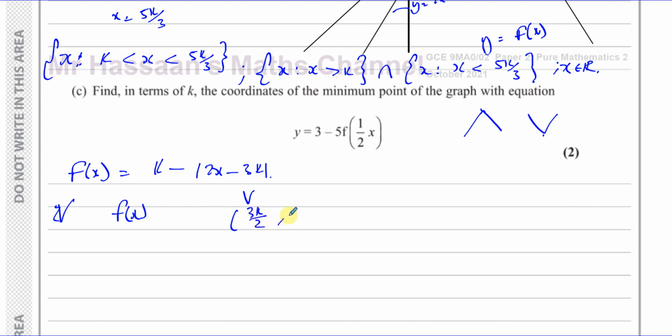3k over 2 and k. Let's look at all the transformations that take place. We'll always start off with what's inside the function. So when you have a series or combination of transformations taking place, you always start off with what's inside the function. All the horizontal transformations first, always.